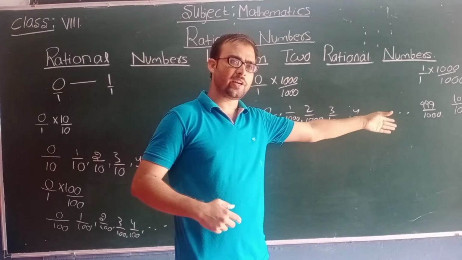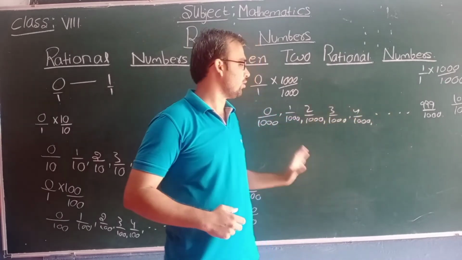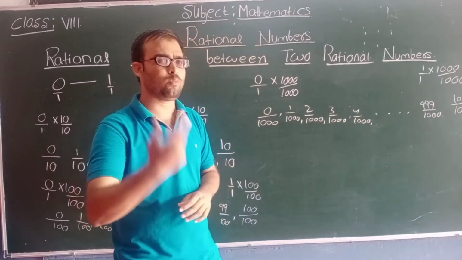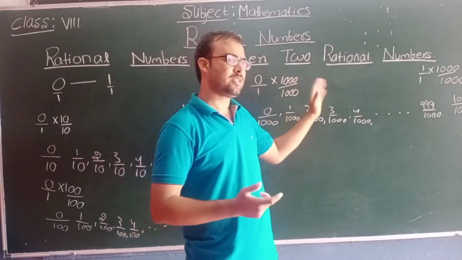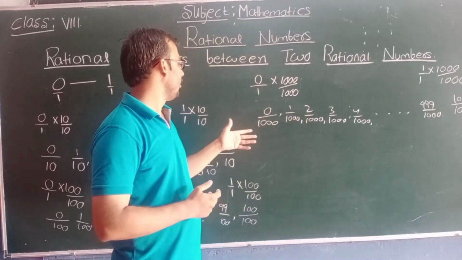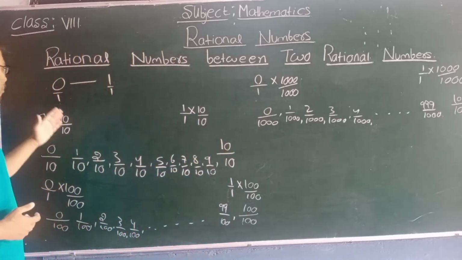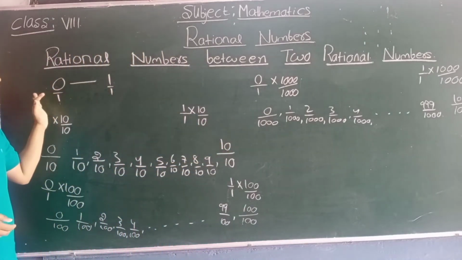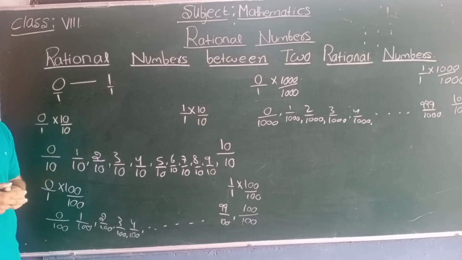There are not only 999 numbers, students. There are many numbers. If you want to get more numbers, then you need to multiply by still bigger and bigger values. So what we have seen in this is how to write a rational number between 0 and 1.